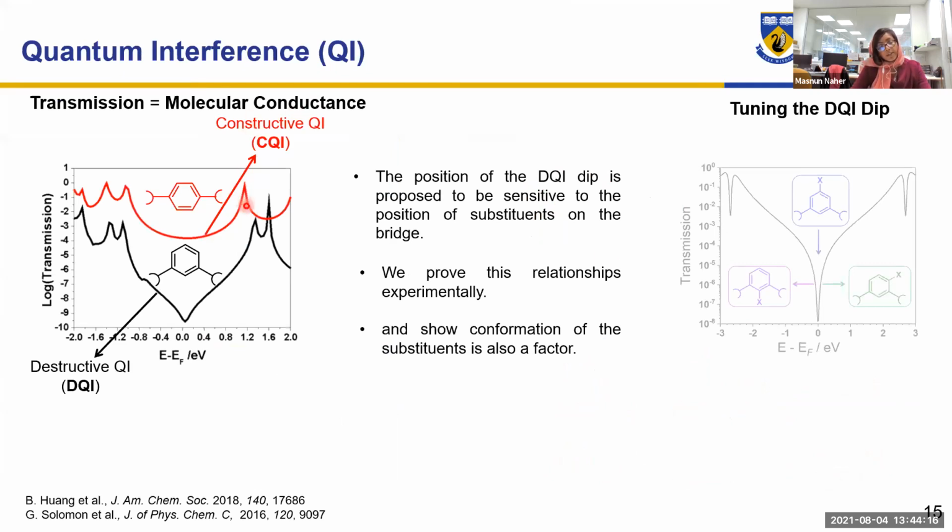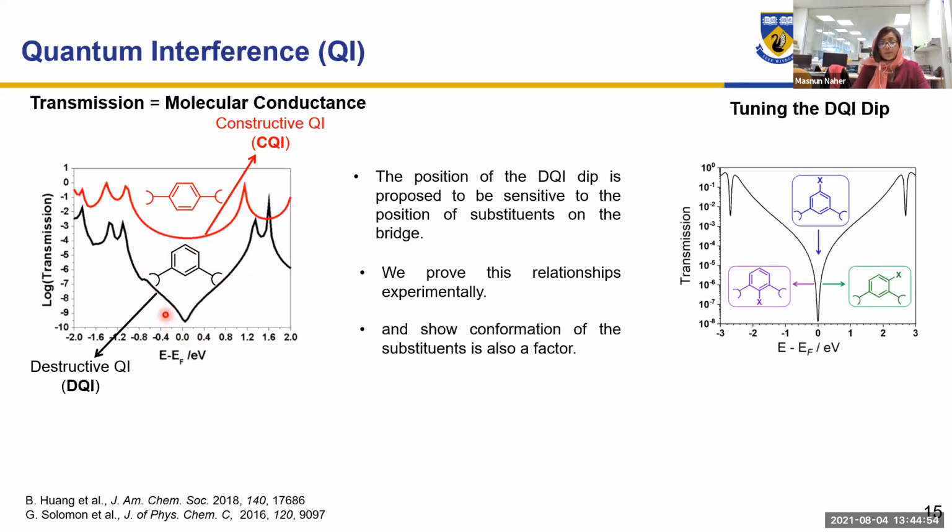Now, the constructive quantum interference effect is seen in a para system, which gives high molecular conductance, where here the y-axis is representing the molecular conductance. On the other hand, destructive quantum interference is most dramatically seen in a meta system, which gives very low molecular conductance with a sharp dQI dip. A molecule with a dQI dip is very important to tune the molecular conductance near the Fermi level for device applications. The next question arises: can we tune this molecular conductance, or can we tune this dQI dip?